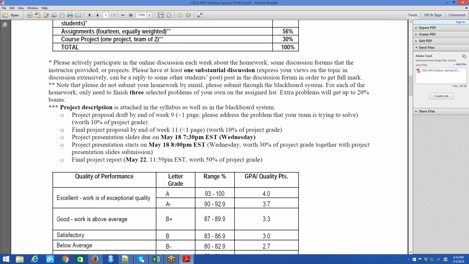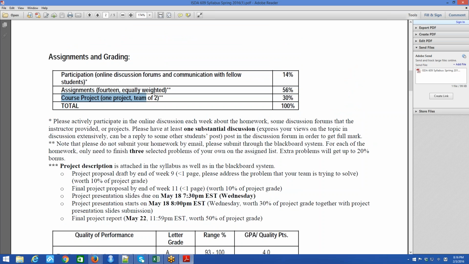Actually, I just want to mention one more thing for the assignments. Yeah, I just forgot to mention it here. Please do not submit your homework by email. Submit through the Blackboard system. For each homework, you only need to finish 3 of the selected problems. So if you look at the problems that I assigned for week 1, for example, you probably have 5. If you can finish 3 of them, that would be great. And if you want to take an extra step and finish a little bit more, you can get up to 20% bonus on the homework.